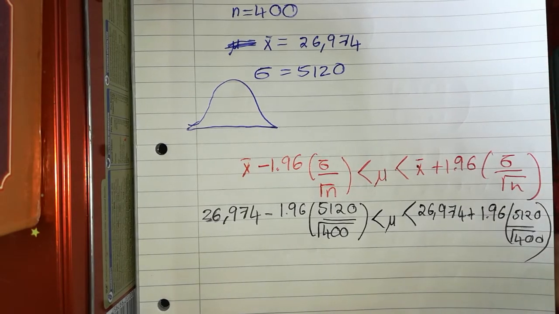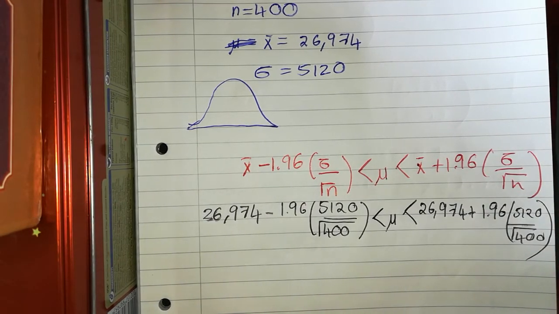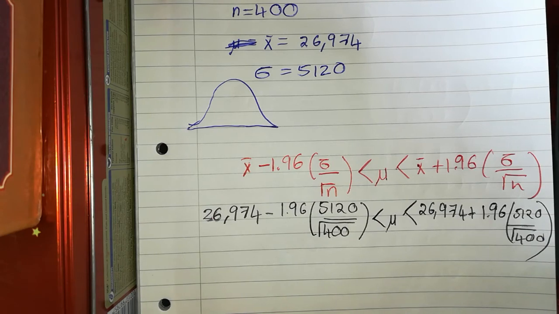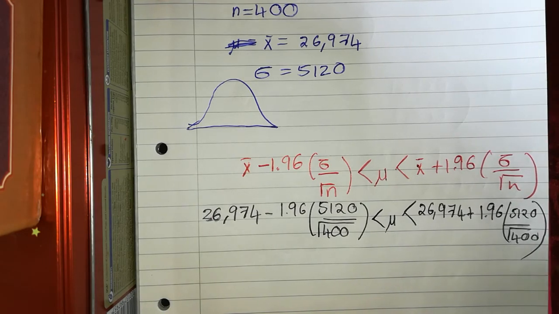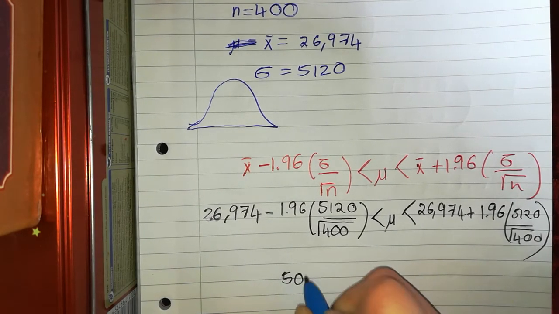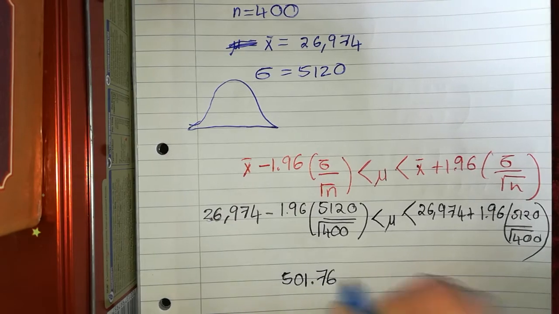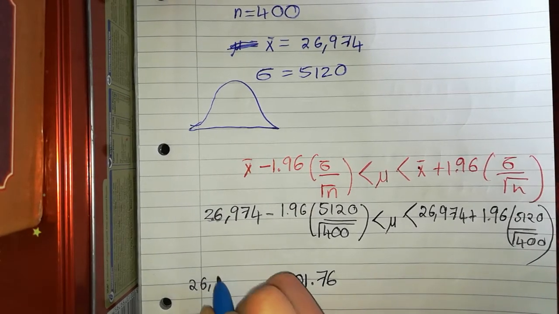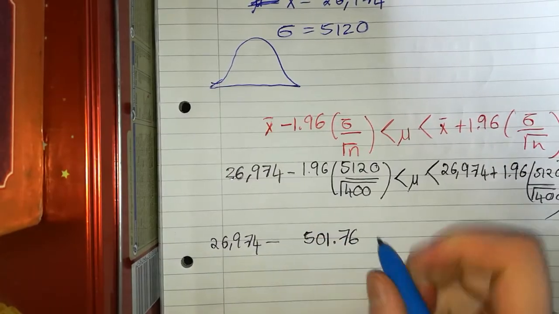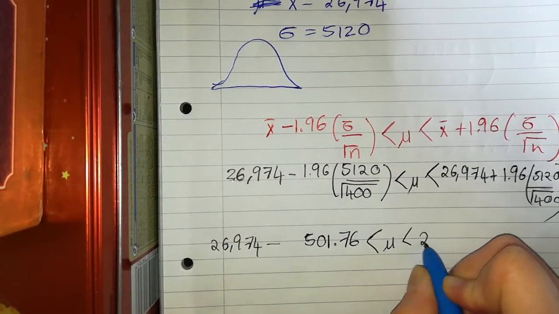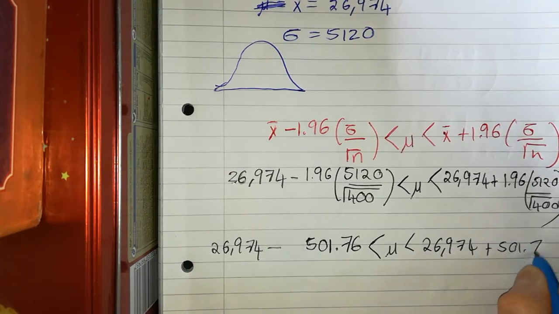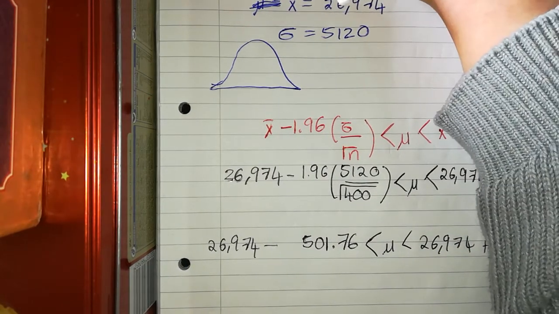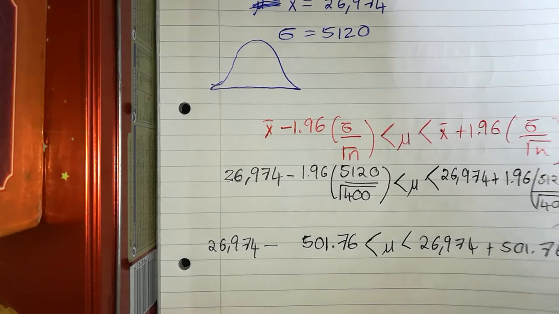So I'm going to get 1.96, multiply that by 5120 over the square root of 400, and that's 501.76. So it's going to be 26974 minus that, and then 26974 plus 501.76. So I'm just going to add and subtract that.